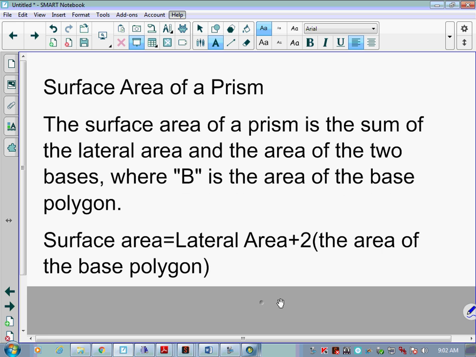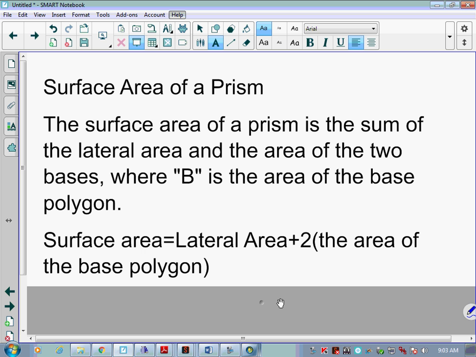Surface area of a prism again is going to include all sides. So the surface area of a prism is the sum of the lateral area and the area of the two bases, where B is the area of the base polygon. This is the main difference that we see where we're talking about B. Notice that we're going to use a capital B here. We're used to seeing B in area formulas, like in the area of a triangle where it is base times height divided by 2, but solids are three-dimensional. So the base is the area of the base polygon, that figure that runs parallel to itself connected by these parallel lines or rectangles.